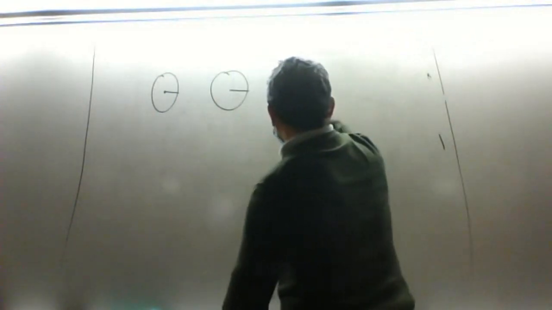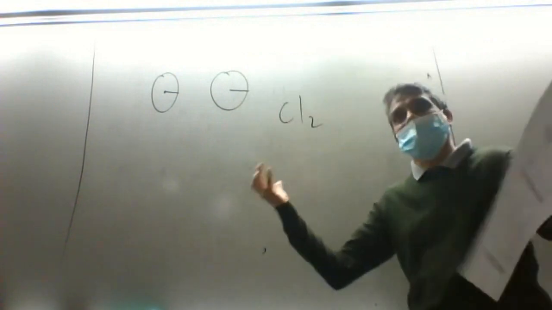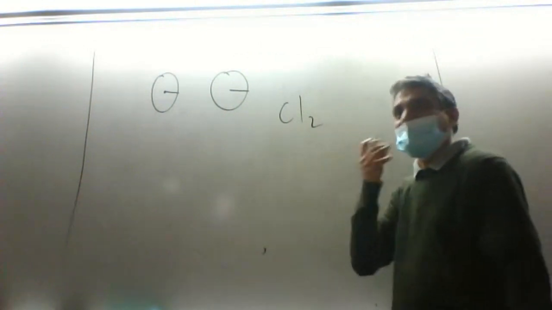Now, same thing. So let's say we have a chlorine molecule, a Cl2 molecule. Since Cl2 is 2 atoms, the 2 atoms have the same size, right? Because this is chlorine and chlorine, right?